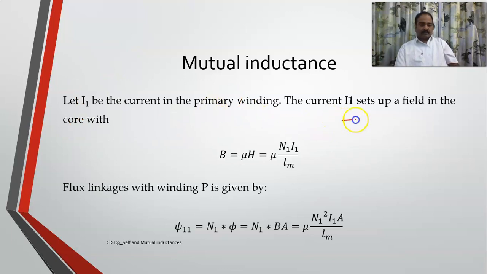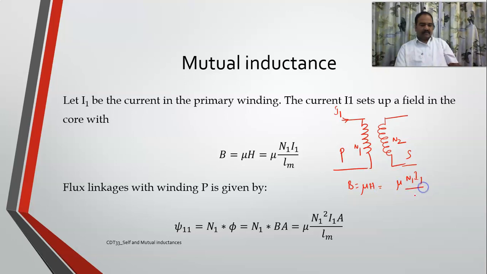Now for ease of understanding, I'll separate these two magnetic circuits in this fashion. This is the primary winding, this is the secondary winding, with N1 turns and N2 turns. Now let us suppose I1 is the current flowing in the primary winding. So you know that the magnetic field B is equal to mu H, which is equal to mu N1 I1 by the magnetic field path.